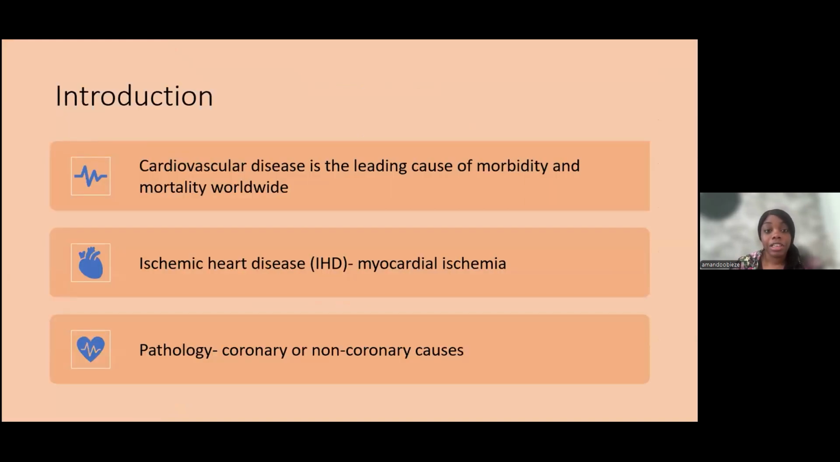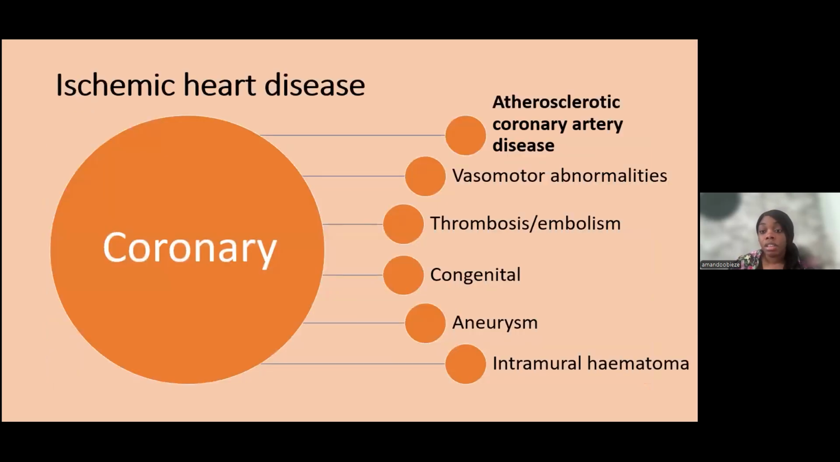So as an introduction, cardiovascular disease is the leading cause of morbidity and mortality worldwide. And the most contributing disease entity to this is the ischemic heart disease, which is basically characterized by myocardial ischemia, as we all know. And the pathology of ischemic heart disease could be coronary or non-coronary causes, and I'll talk a bit more about this next. So as we all know, the most common type of coronary pathology is atherosclerotic coronary artery disease.